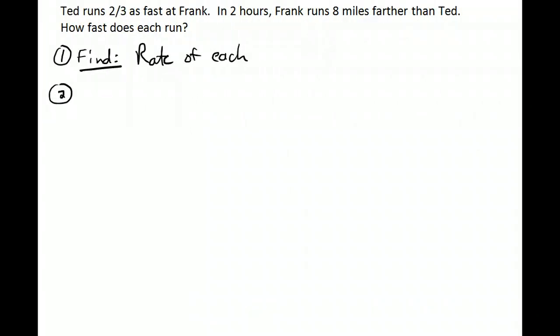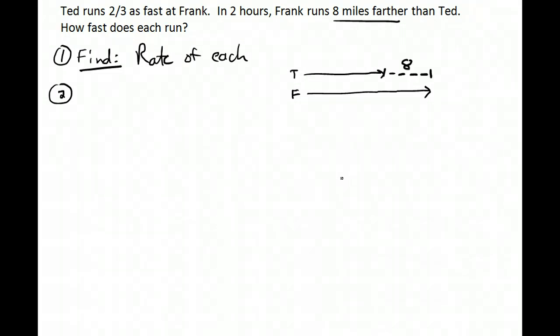Ted runs 2/3 as fast as Frank. In 2 hours, Frank runs 8 miles further than Ted. How fast does each run? Before we do our table, let's take a look at what's happening. I've got Ted and I've got Frank. They start at the same time. Frank runs faster because he is out ahead. He's 8 miles further than Ted. So at some point in time, there's going to be 8 miles between the two guys. Alright, so this should give us an idea already of what our equation is going to be.